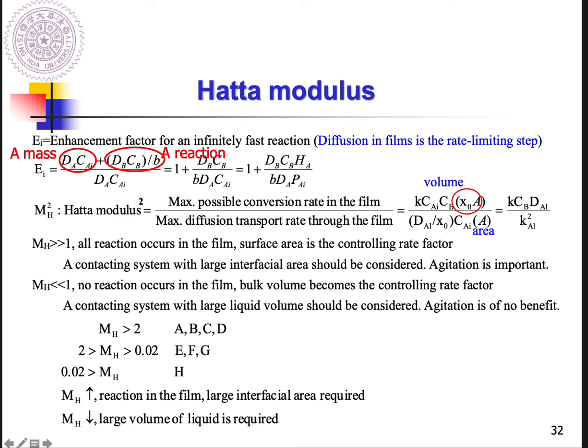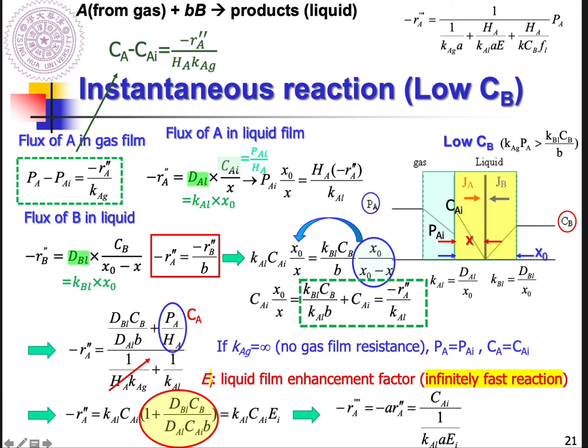So you need the diffusivity concentration gradient divided by B. This is for A, right? You divide it by B, so this is A reaction. A for mass transport, A for reaction. So after arrangement, you got this result. This result is identical with what we learned, right? So that is EI. It's the maximum value for E, because we already consume most of A for reaction, so this is the maximum A we can provide. Okay, so this is EI.